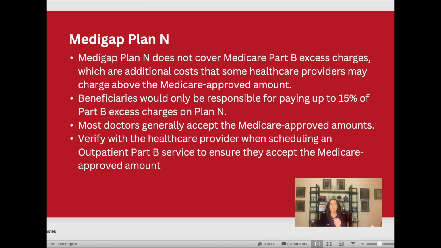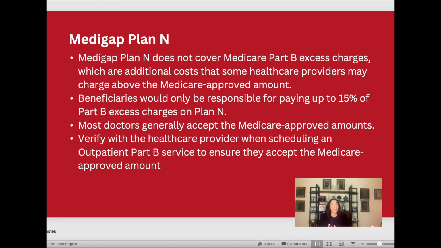Now we're also going to discuss one more letter on the lower right side. Please write in letter N. Medigap Plan N also pays the 20% after original Medicare pays the first 80%. It also pays all deductibles in Part A.